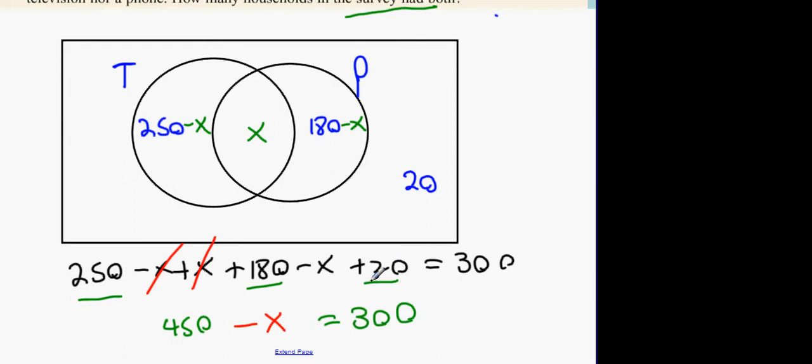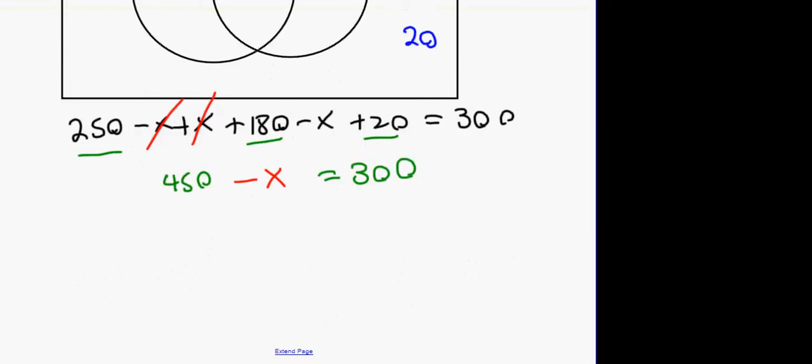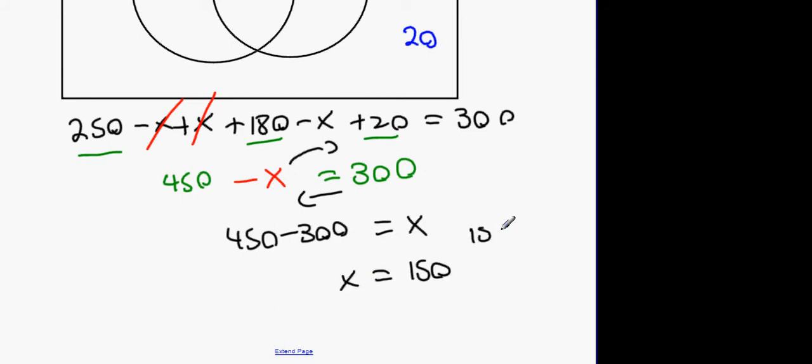We'll go for Connor. What's the value of X going to be then? 450 minus 300. Yeah, bring the X over to the other side, 300 here if you want to do it that way. 450 minus 300 equals X. And what's X equal to? 150. X is 150, or 150 equals X. So the answer is 150 did both.